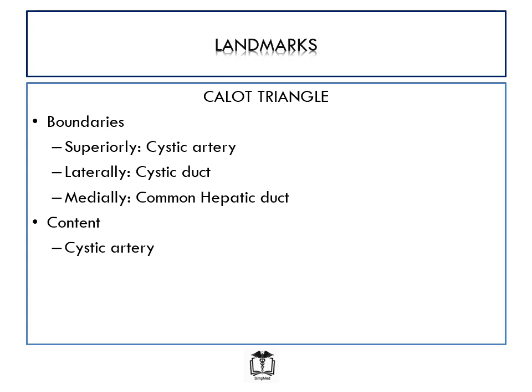The second landmark is Calot's triangle. Calot's triangle is bounded superiorly by the cystic artery, bounded laterally by the cystic duct, and then bounded medially by the common hepatic duct. And the major content found within Calot's triangle is the cystic artery. So it's found in both Calot's triangle and the hepatocystic triangle, and that's one important thing to remember. We don't find the other structures that we see in the hepatocystic triangle as content of Calot's triangle, just the cystic artery.